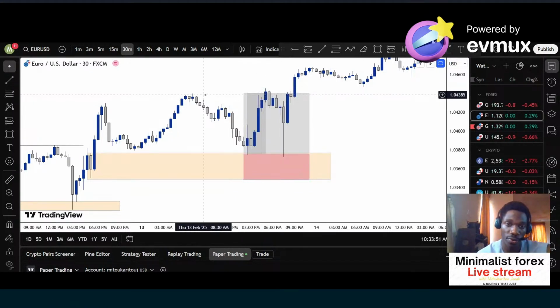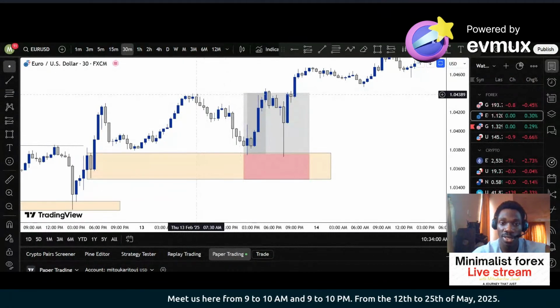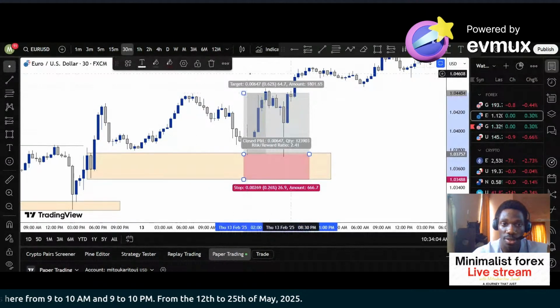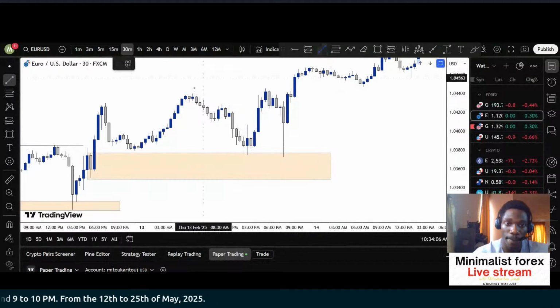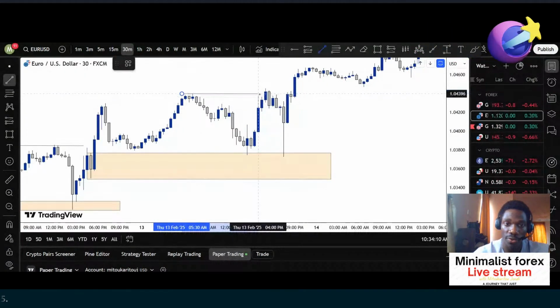Although I don't trade 2.4 risk to reward ratio. I actually do 3 and above. All right. So if you targeted this high, you're actually going to win this trade, right? Because price took out this point here. So all you're doing is just tracking market structure, reading the candlesticks, looking for supply and demand zones.